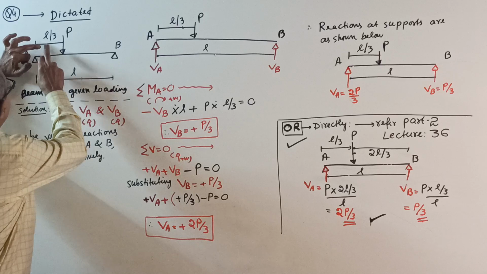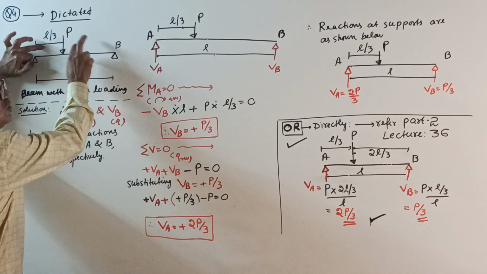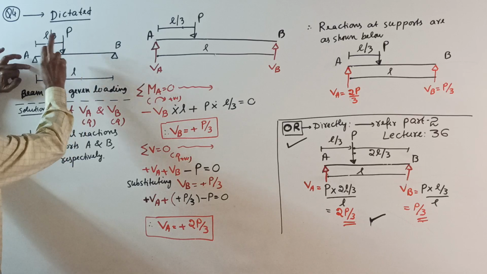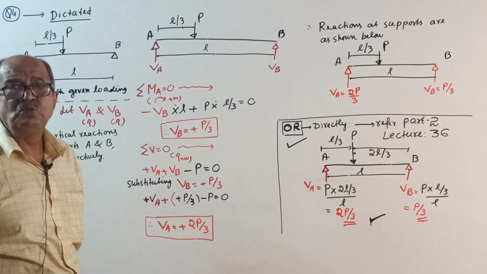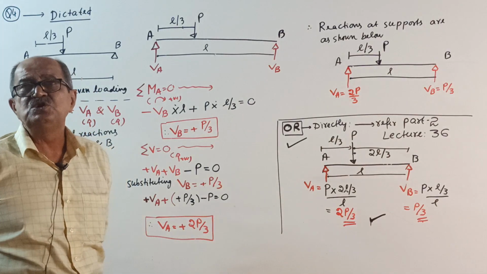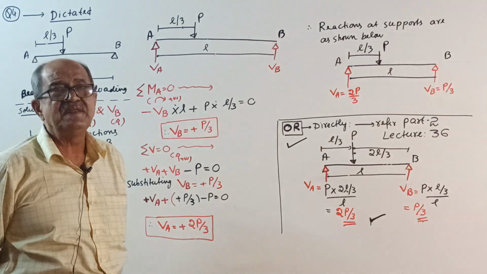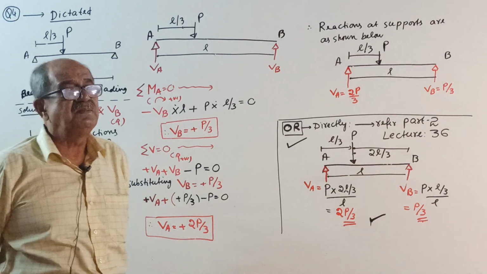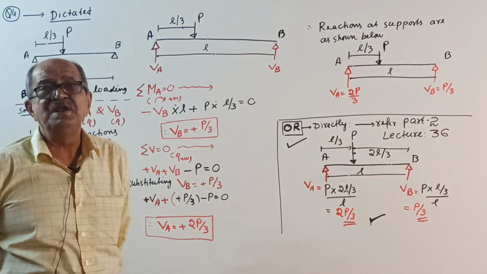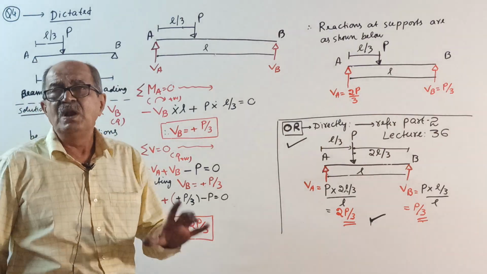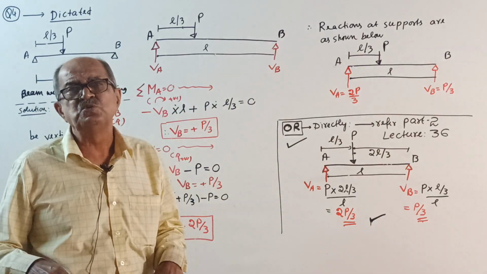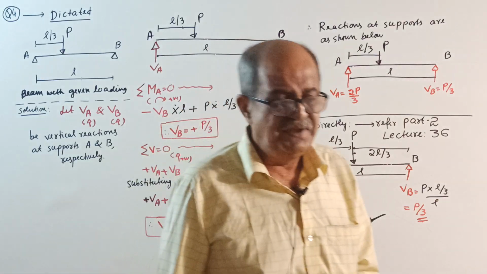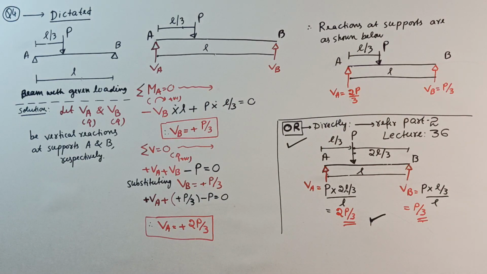See, this is L by 3, 2L by 3, 1:2. Left and right distances are 1:2. Reaction ratio is 2:1. 2:1 means 2 by 3 and 1 by 3. Why? 2:1 means add those two, 3. 2 is 2 by 3, 1 is 1 by 3. Suppose you want 1:3, then 1 by 4 and 3 by 4. That way. Okay, that I suddenly remembered, only for those who can understand those things. Otherwise, simply solve the question and try to understand more and more concepts wherever possible.